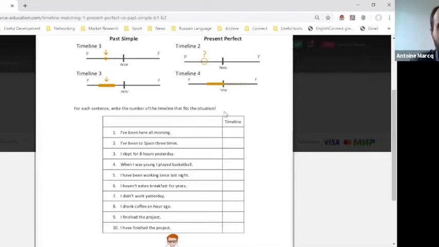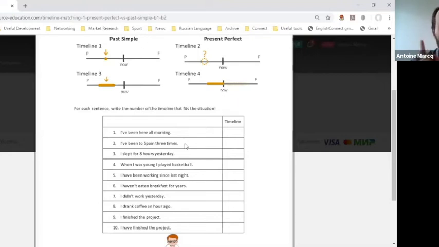I've been here all morning. Which timeline? Timeline 4. Started in the past, continues now. It will probably continue in the future. I've been to Spain 3 times. Timeline 2. Some actions in the past, I don't know exactly when. Okay. I slept for 8 hours yesterday. For 8 hours, we have the length of time, so timeline 3.